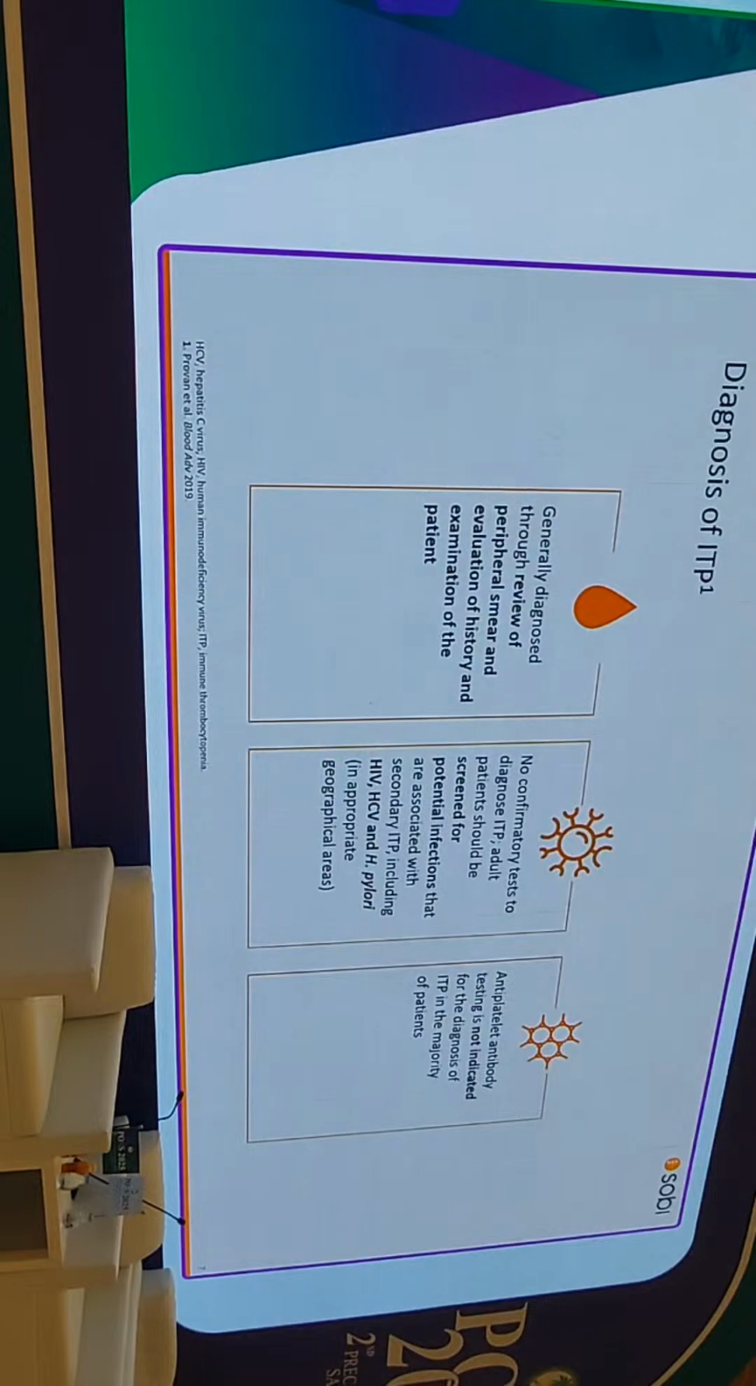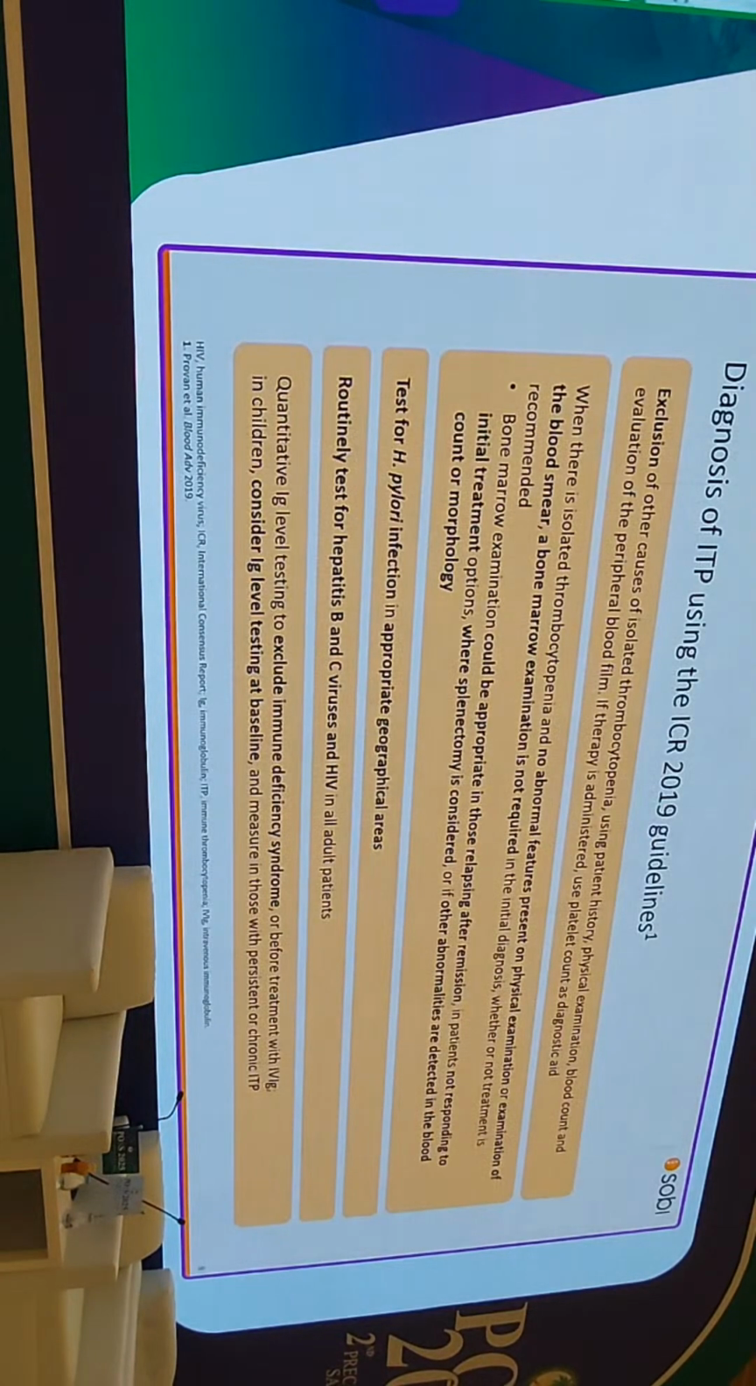Diagnosis, you know, it's history, examination, and the ICR 2019 guidelines. If you really go through the table, it's important to exclude secondary causes. And as I mentioned, bone marrow is not indicated, however, I came across many cases where they gave steroid, they didn't review the blood film, and the patient ended up having Burkitt.